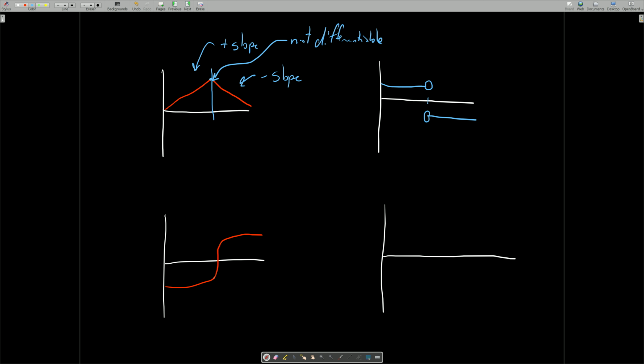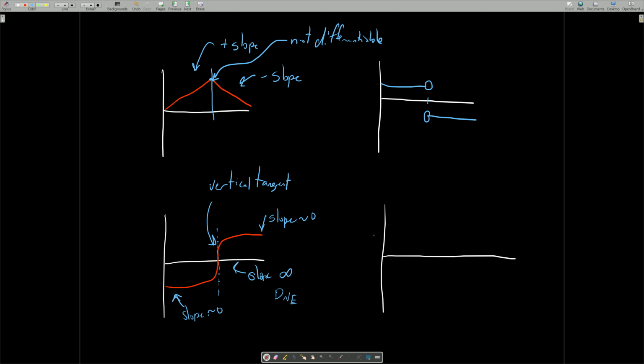Now let's look at this one here. Let's analyze this graph first. At the left part, the slope is about 0. And the same thing with the right part. But right here, we have a vertical tangent line. When you have a vertical tangent line, the slope is said to be infinite. Which also means it does not exist, because infinity isn't an actual number.